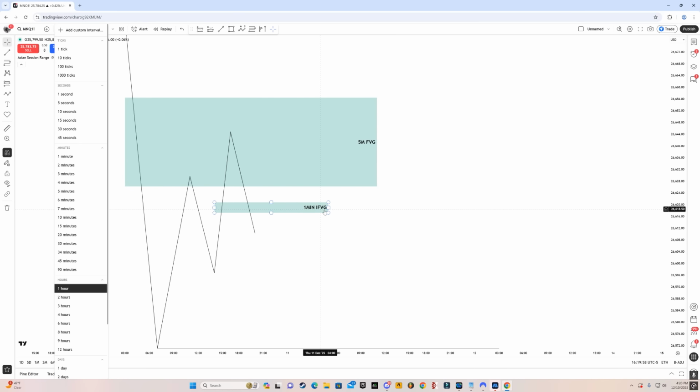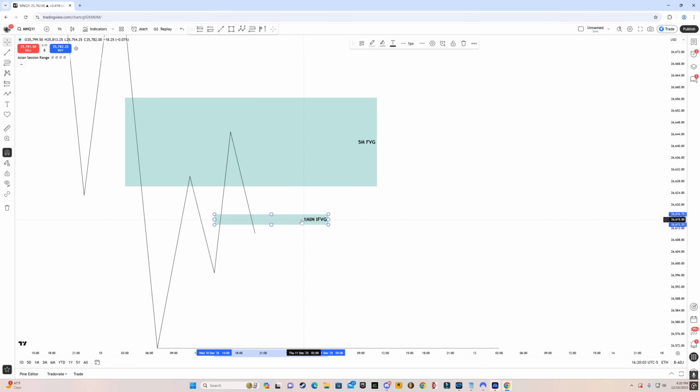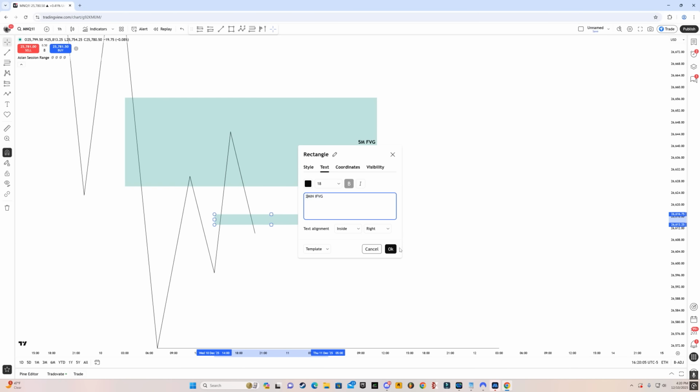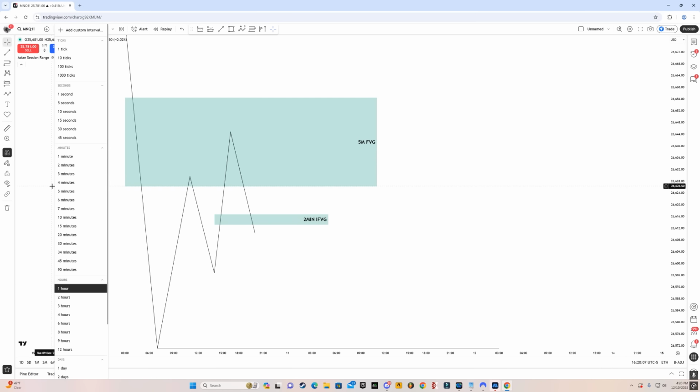So if there's a fair value gap on the 1 minute, check the 2 minute. If there's a fair value gap on the 2 minute, let's say over here, and let's just call that the 2 minute fair value gap, you want to check the 3 minute time frame to see if there's a fair value gap in this leg on the 3 minute. If there is not a fair value gap on the 3 minute within this dealing range, then you want to stick to the highest time frame, which is the 2 minute. So we had a fair value gap on the 2 minute, but we don't have it on the 3 minute.